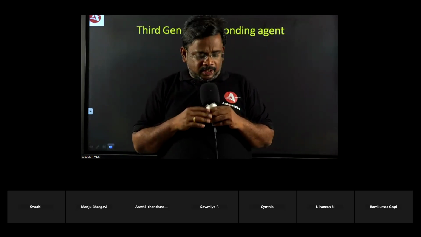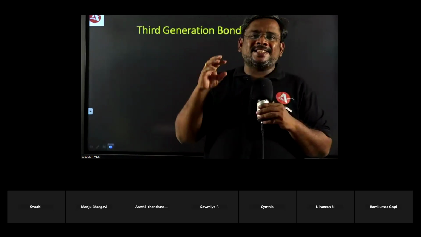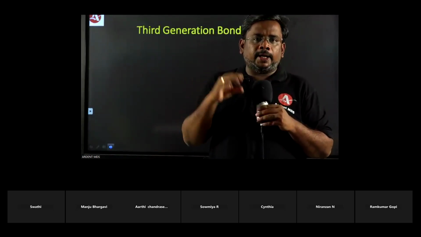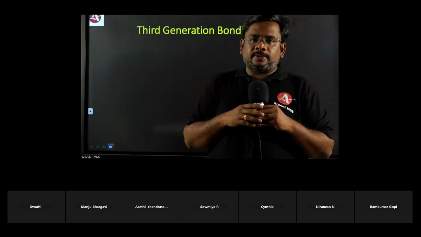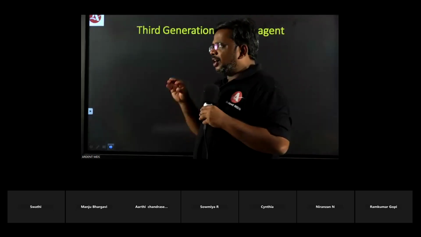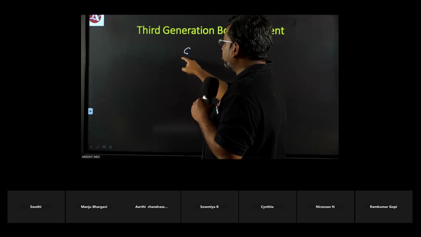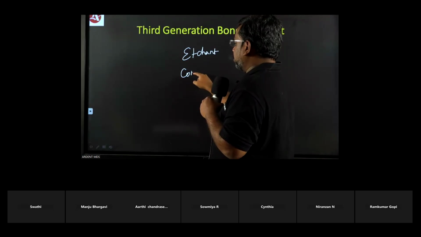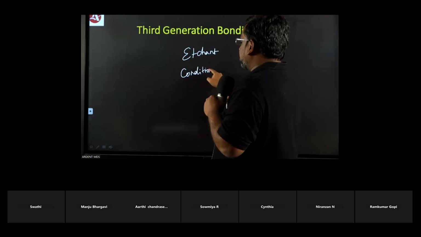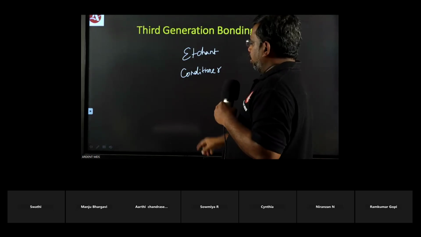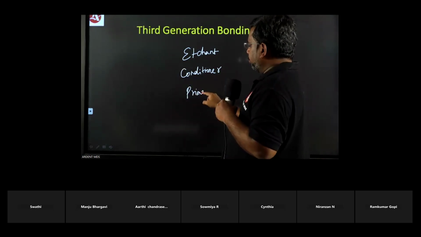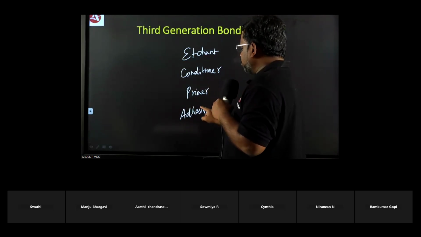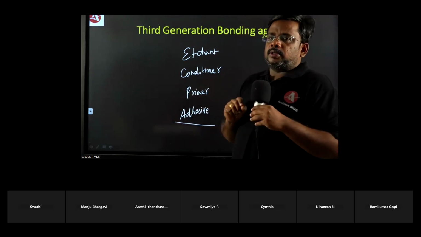In the third generation, they came to know there is something called the smear layer. We have to remove the smear layer. Only if you remove the smear layer is the bond strength increased. So what they did is they used something called an etchant, a conditioner, a primer, and an adhesive. It is almost a four-step procedure. So what is this four-step procedure?